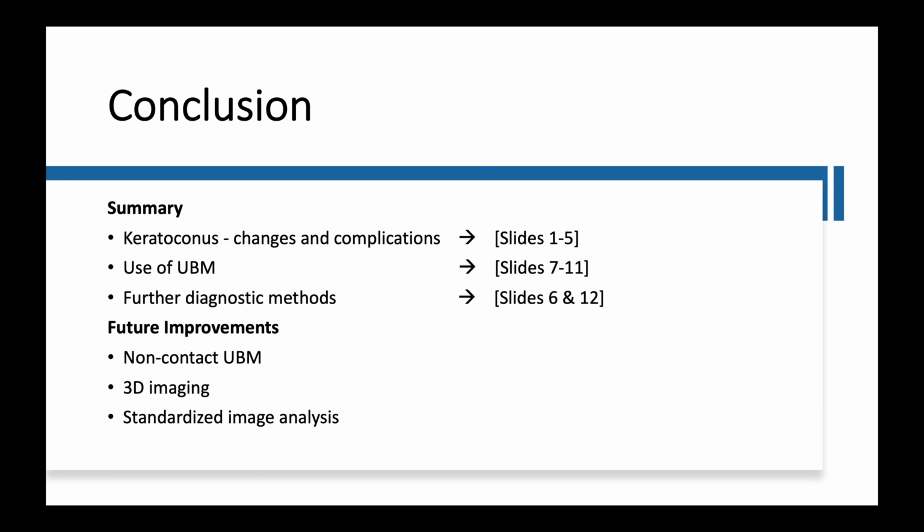In this presentation, we covered keratoconus in relation to the changes and complications the disease causes, the use of UBM for diagnostic imaging and diagnosing, and further alternative diagnostic methods. Recommendations for future improvements to UBM include the use of a non-contact machine, which was discussed earlier in the presentation. Further recommendations include integrating the use of a 3D ultrasound imaging procedure to allow for a more thorough view of corneal curvature. A final recommendation is to agree upon and set uniform measuring procedures for standardized imaging analysis. This would require further research in the area of determining diagnosis requirements. However, it could dramatically lower the number of cases that go undiagnosed.